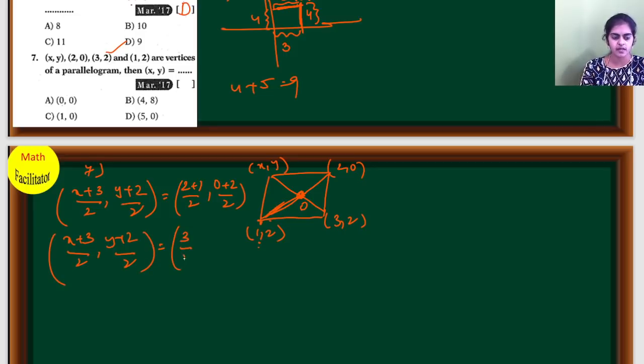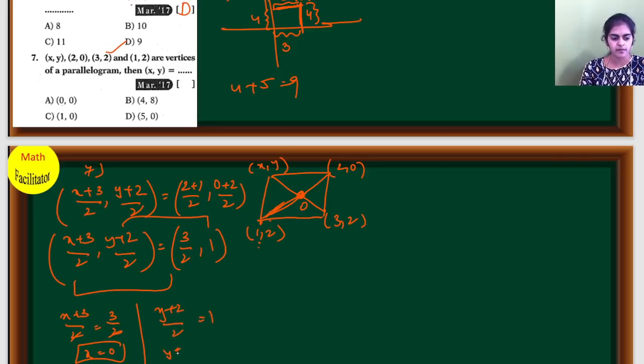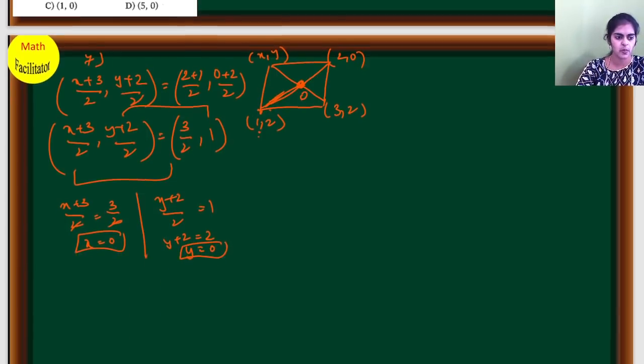So 2 plus 1 is 3 by 2, and 2 by 2 is 1. Okay, so now equate x to the x coordinate and y to the y coordinate. So x plus 3 by 2 is 3 by 2, so the 2s cancel. So x equal to, you will get it as 0. And y plus 2 by 2 equal to 1, or y plus 2, you get it as 2, or y equal to, you get it as 0 again. So this point is (0, 0). Option A is correct.